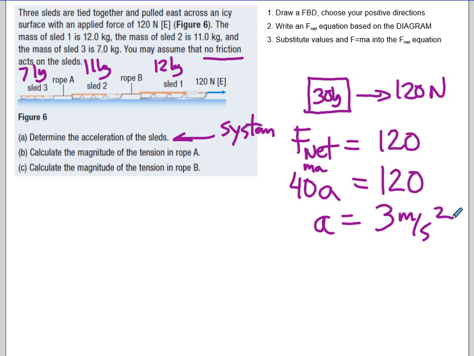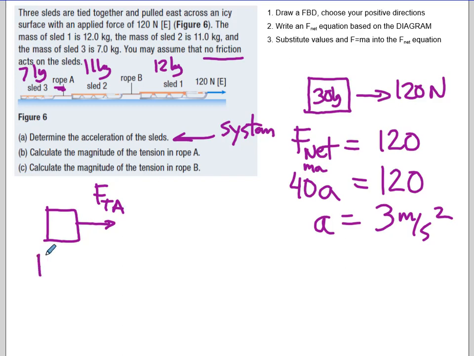Cool? Alright, so we have that. Calculate the magnitude of the tension in rope A. So rope A is right here. I have a little free body diagram that models sled 3. There is one tension force here. I'm going to call it TA, the tension in rope A.